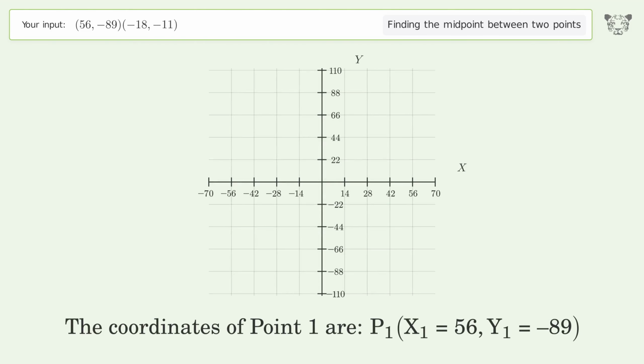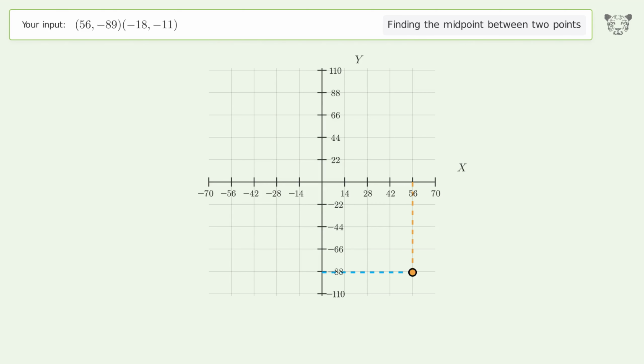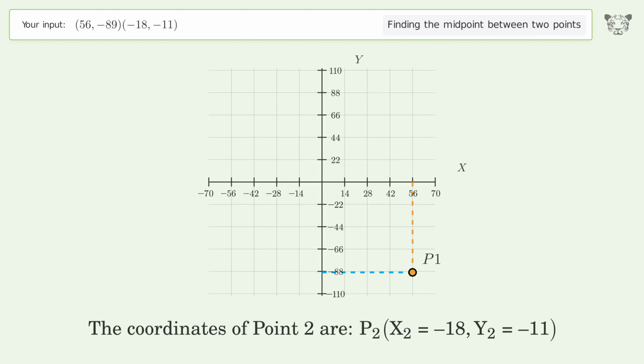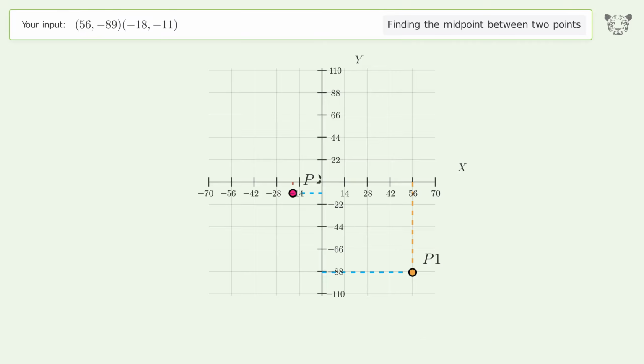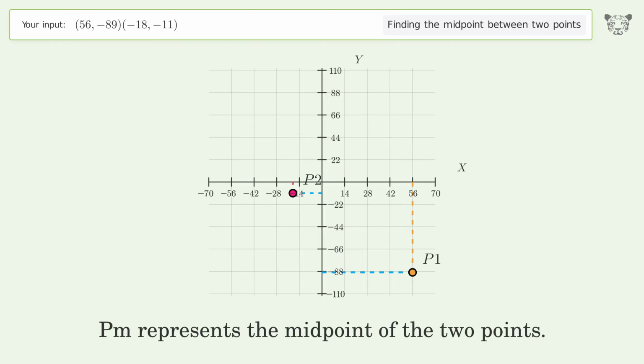The coordinates of point 1 are, x1 equals 56, y1 equals -89. The coordinates of point 2 are, x2 equals -18, y2 equals -11. PM represents the midpoint of the 2 points.